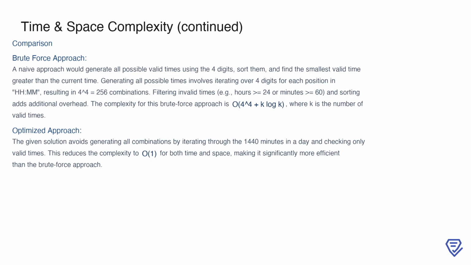In contrast, the optimized solution avoids generating all combinations and instead iterates through the 1440 minutes in a day while checking only valid times. This reduces the time complexity to O(1), as the number of iterations is constant. Additionally, the space complexity is also O(1) due to the lack of dynamic storage requirements, making the optimized approach significantly more efficient than the brute force method.